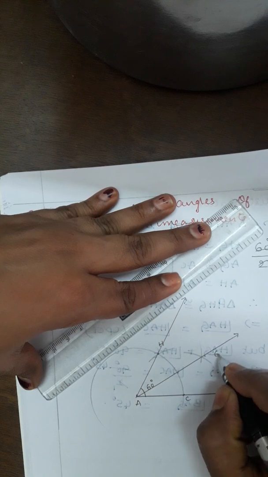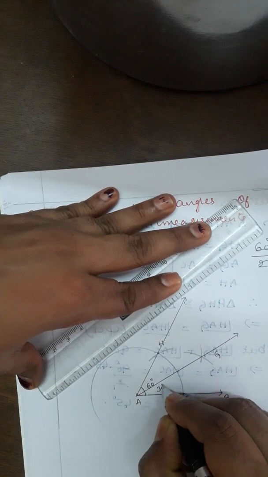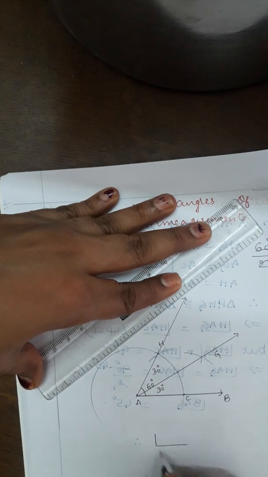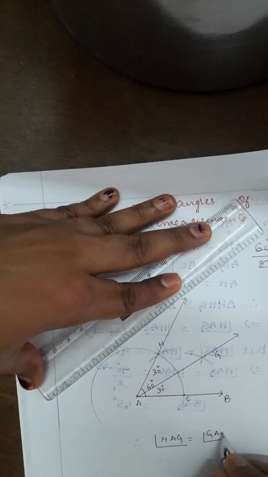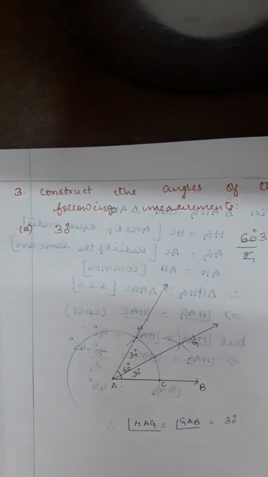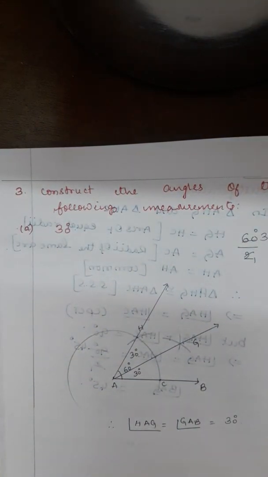Call this G. So this is 30 degree and this is 30 degree. Therefore angle HAG is equal to GAB is equal to 30 degree. Okay, so this is how you are supposed to go about constructing an angle of a given measurement.